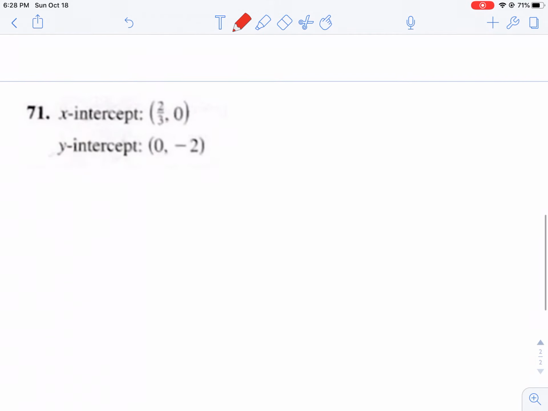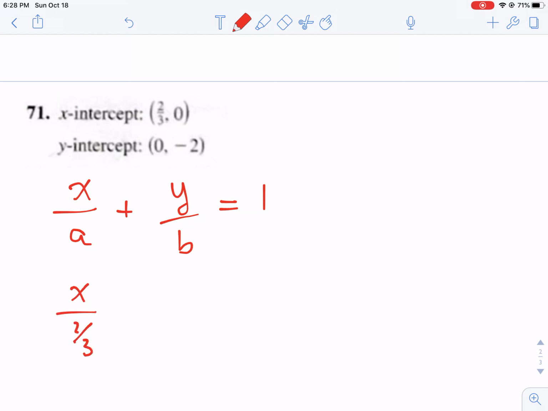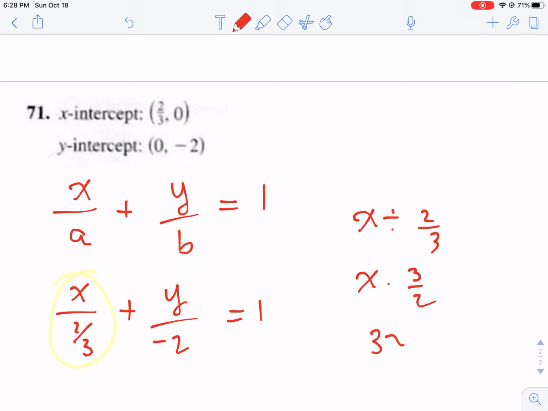Okay, number 71, same thing, except that now you have a fraction. So you start with the same basic equation. x over your a plus your y over your b must be equal to 1. Your a is equal to 2 over 3. Your b is equal to negative 2. And you just have to do a little bit of work here, okay? So going back to basics, you have x divided by a fraction. Change that to a multiplication. So x over 2 over 3 is essentially the same thing as 3x over 2, okay?